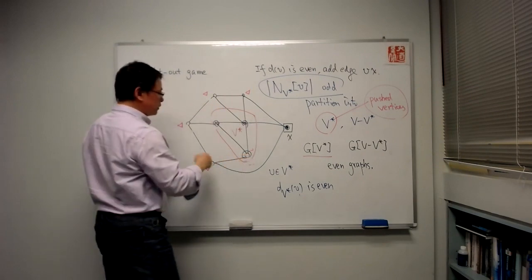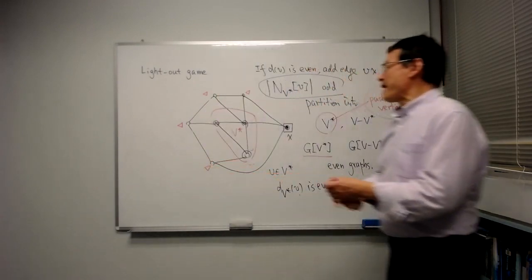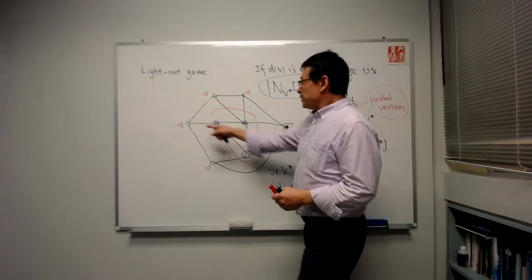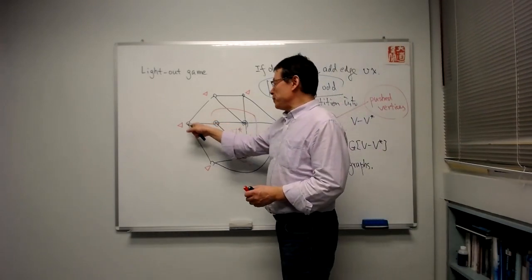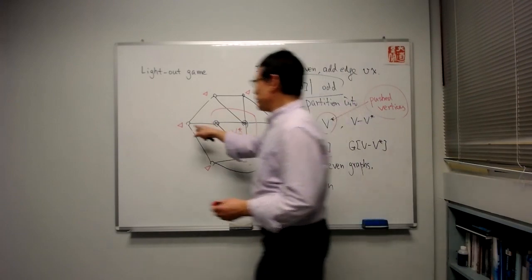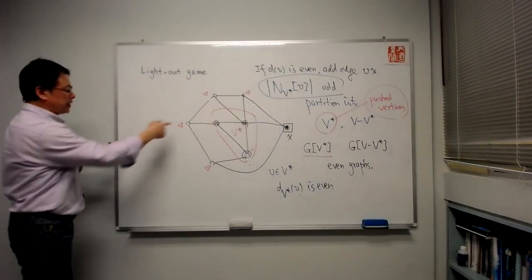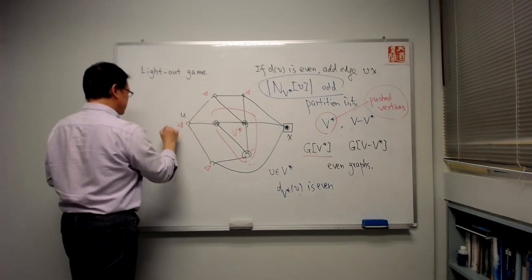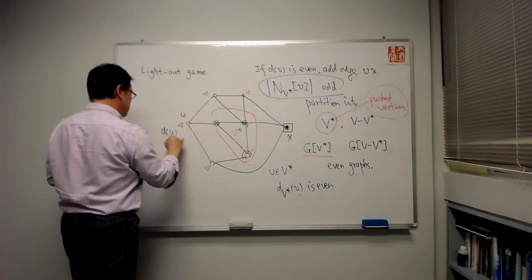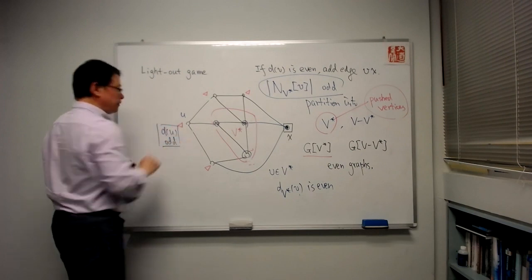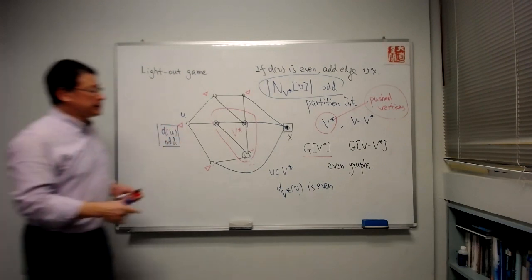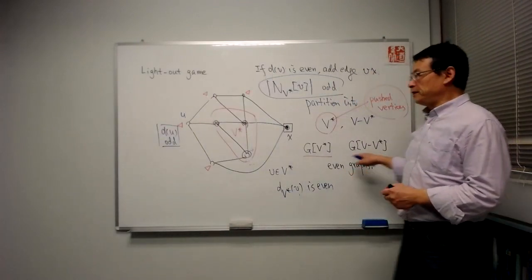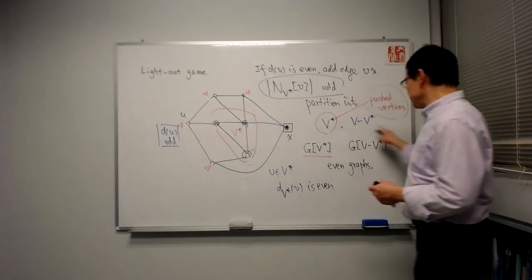Lights are on initially for these vertices. Now look at a vertex where we do not add an edge between the vertex and x. So its degree will be odd. For example, this vertex, its degree is odd. This particular vertex is odd. Now in this graph, the degree of u is even because that's an even graph.